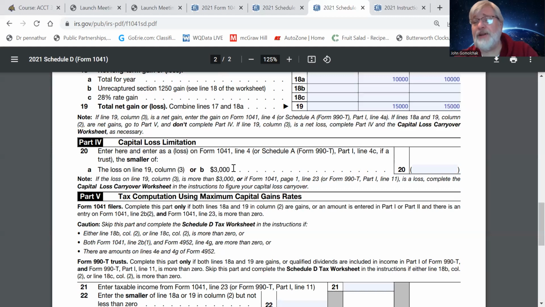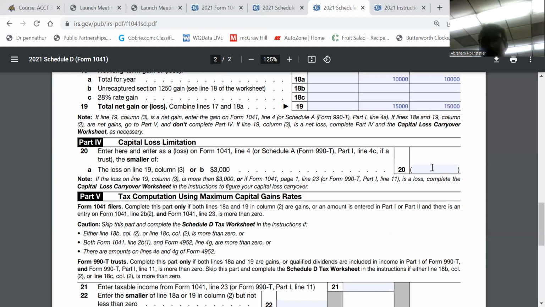You want me to make your life a little bit more complicated? Let's say we had a loss here. Let's say that the loss was $10,000 and we're only allowed to deduct $3,000, right? So we're going to put $3,000 here on line 20, and we're going to carry that $3,000 to page 1, line 4, as a negative $3,000 capital loss. What's your carry forward? Anybody want to take a shot at that? What's your capital loss carry forward under those circumstances? Abraham, what do you think?